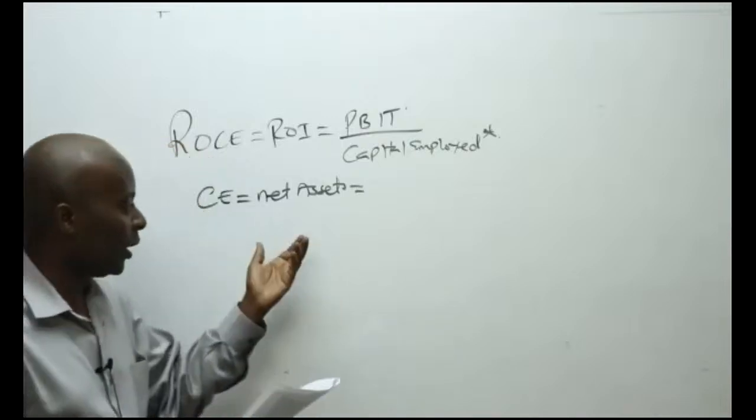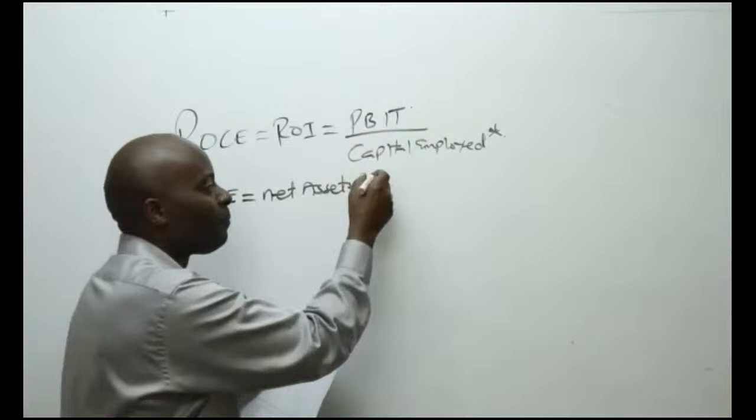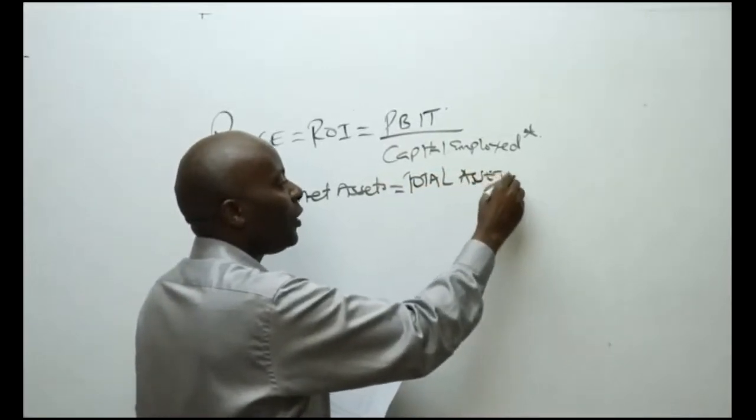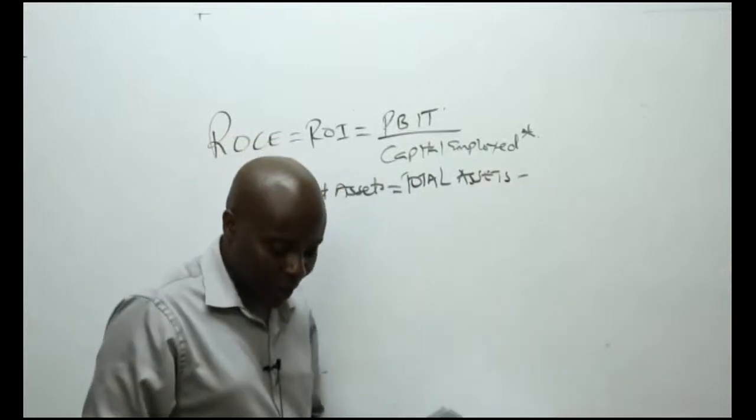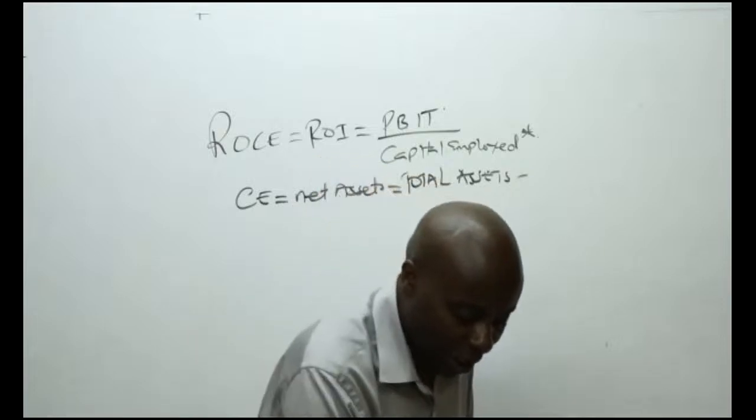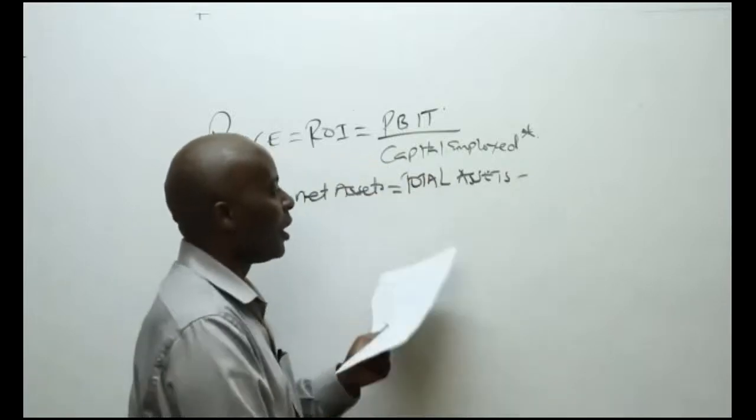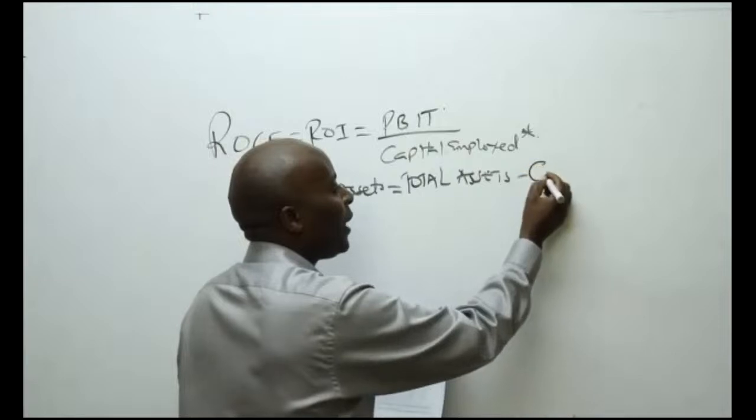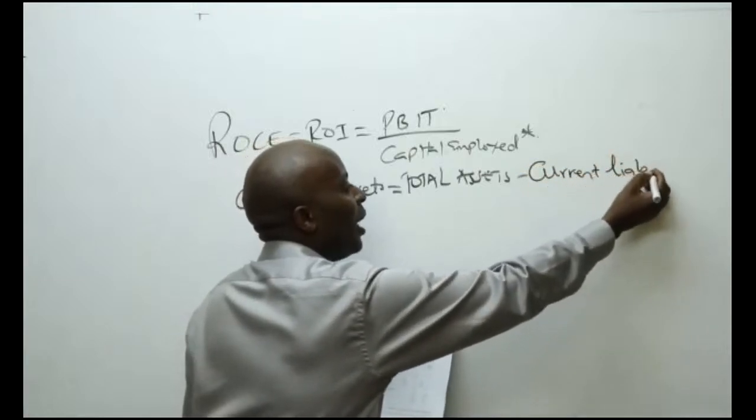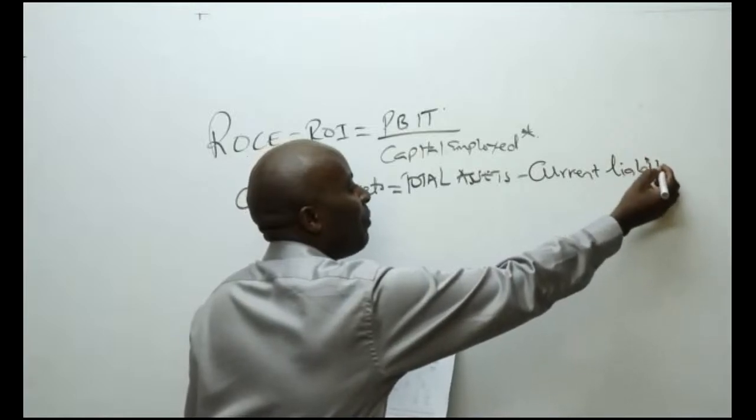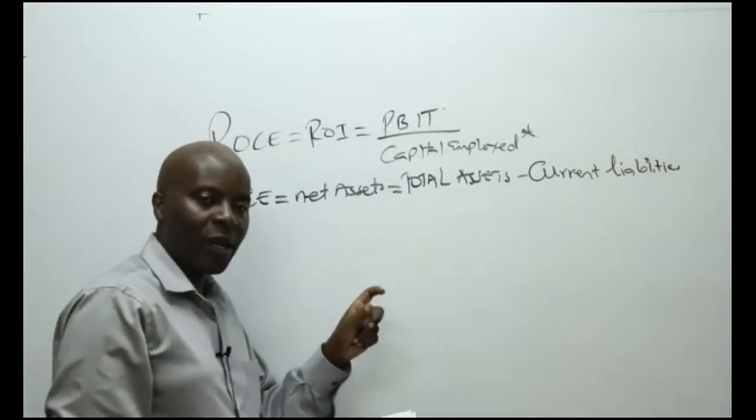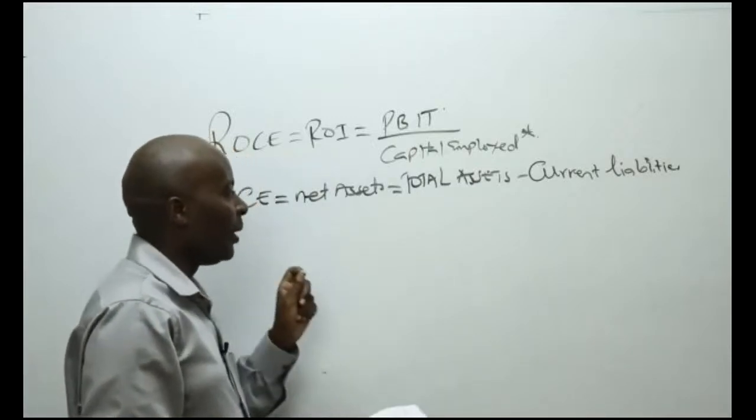And how do we calculate these net assets ourselves? It's very easy. You'll come and read the total assets figure, minus the current liabilities. Total assets figure minus the current liabilities. So we take the total assets minus the current liabilities.